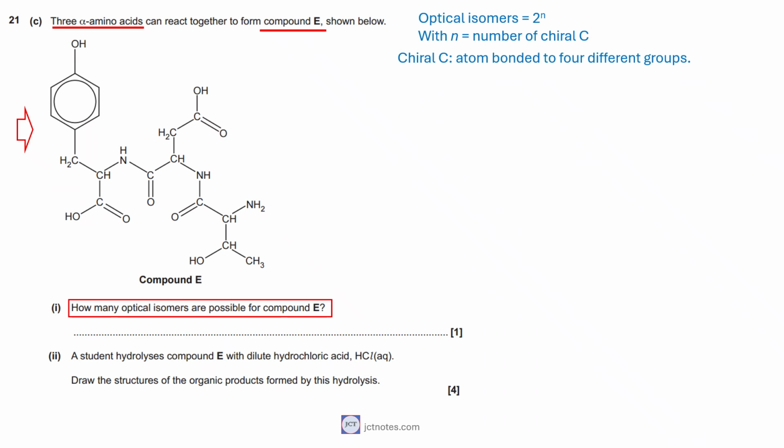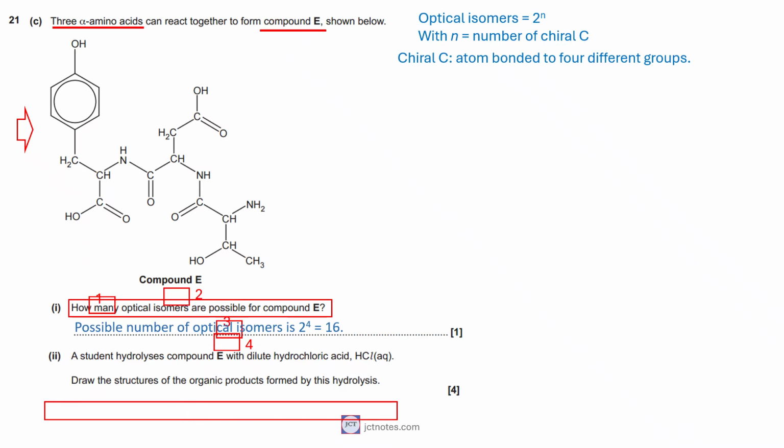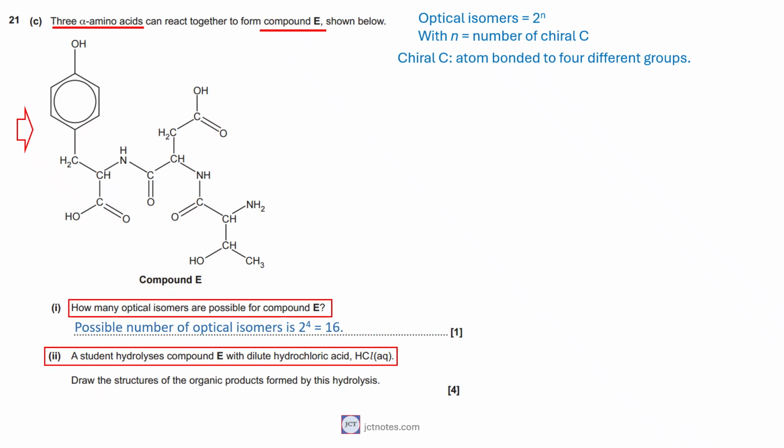If the number of chiral carbon atoms is n, the number of possible optical isomers is 2^n. In compound E we have 4 chiral carbon atoms. Therefore, the possible number of optical isomers is 2 to the power of 4, which equals 16. In the second question, a student hydrolyzes compound E with dilute hydrochloric acid. We are asked to draw the structures of the organic products formed by this hydrolysis.